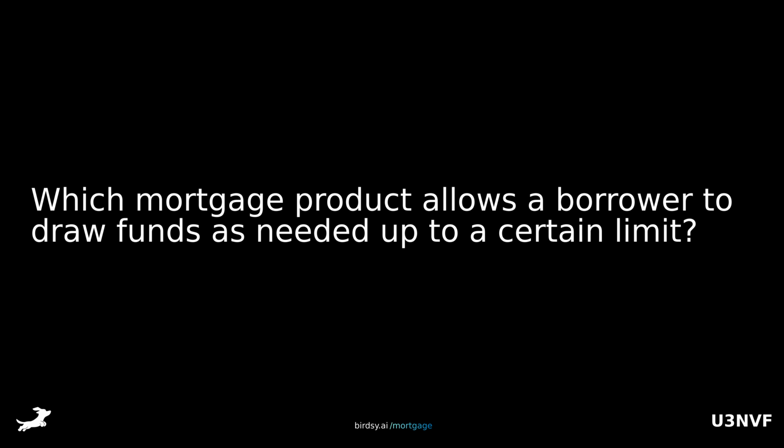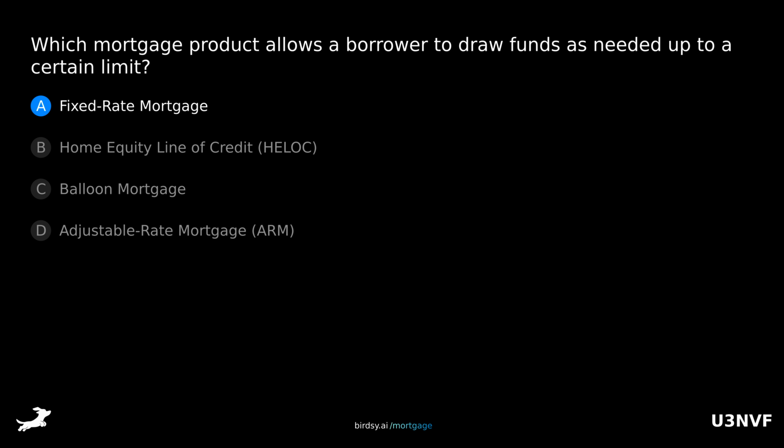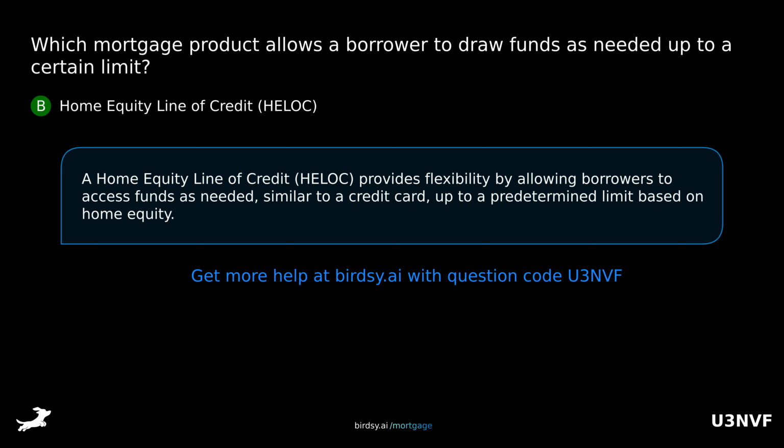Which mortgage product allows a borrower to draw funds as needed up to a certain limit? Is it A, fixed-rate mortgage? B, home equity line of credit? C, balloon mortgage? Or D, adjustable-rate mortgage? The answer is B, home equity line of credit. A home equity line of credit provides flexibility by allowing borrowers to access funds as needed, similar to a credit card, up to a predetermined limit based on home equity.